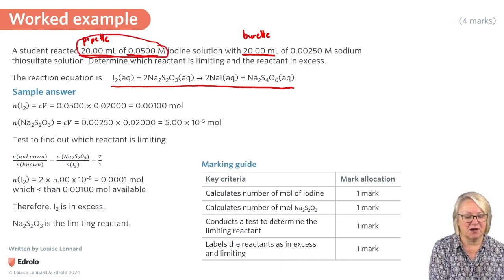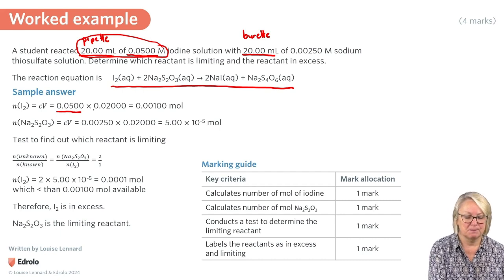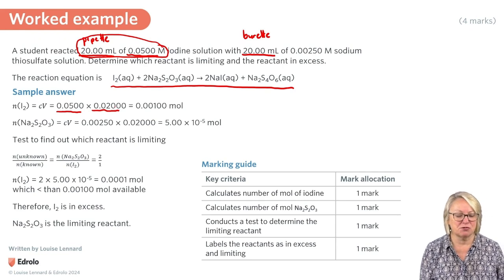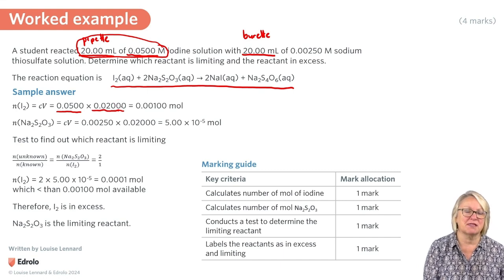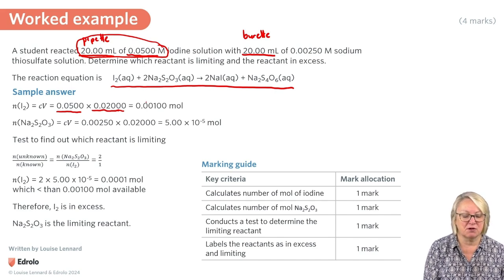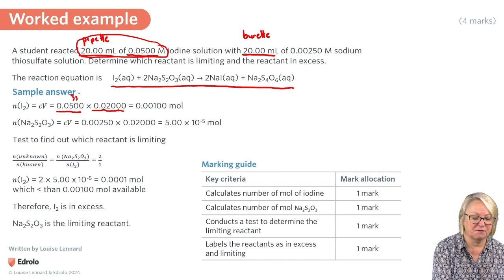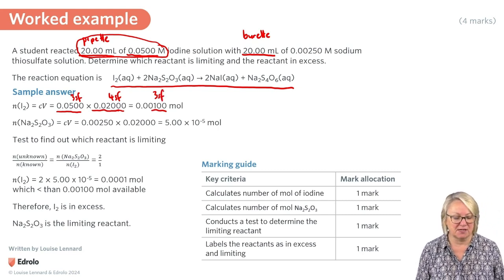So the number of mole of the iodine is concentration times volume. So the concentration is our standardized solution. We need to divide our millilitres by 1,000 to get litres. So that's 0.02000, 3 zeros. Keep those 3 zeros at the end because they are significant. So that equals 0.00100 mole. Now we've got 3 sig figs here, we've got 4 sig figs here, so we want to report our answer to 3 sig figs, the least number of sig figs.